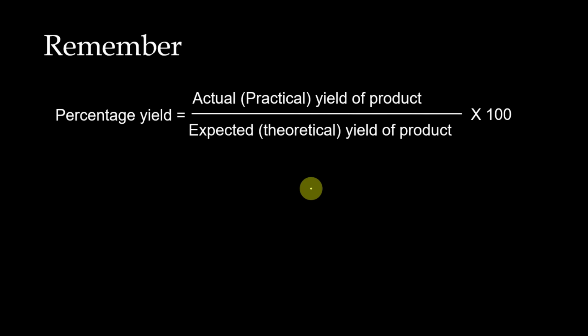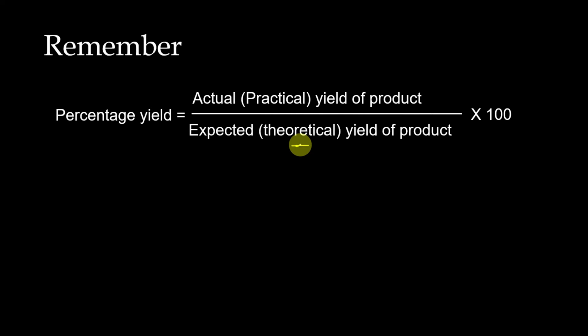So for these calculations you need to remember three formulae. The first one is percentage yield. Percentage yield is equal to actual yield of the product divided by expected yield of the product into 100. The actual yield is also called the practical yield, and the expected yield is also called the theoretical yield.